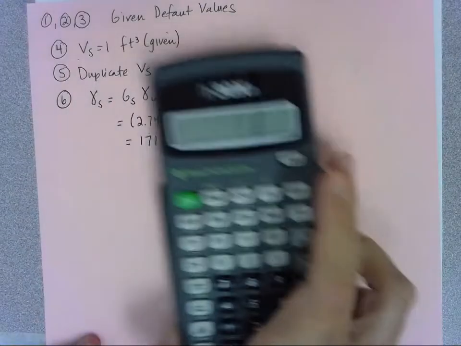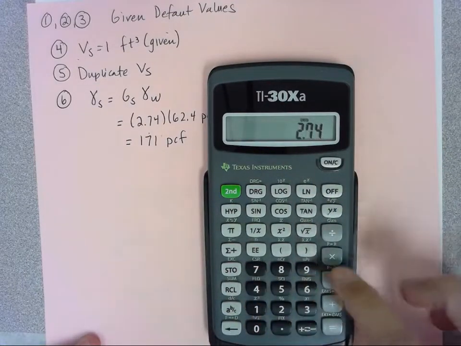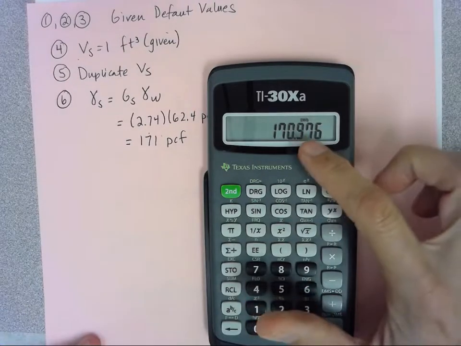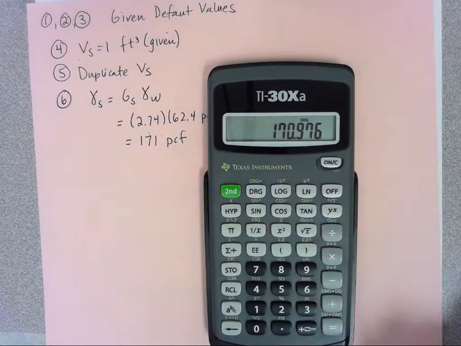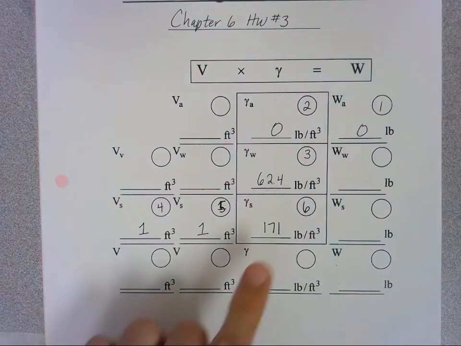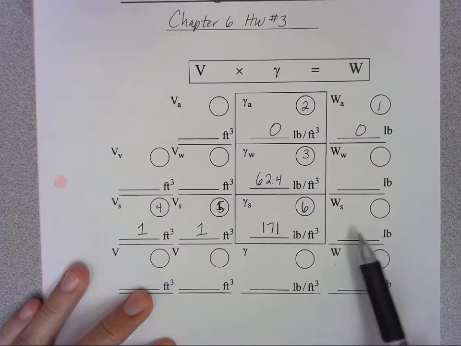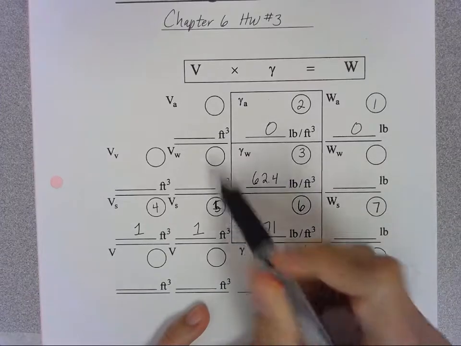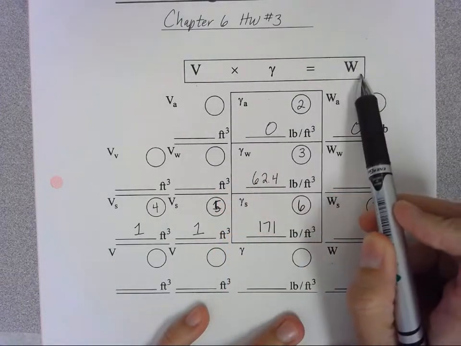When I went ahead and did that math, 2.74 times 62.4, I got a number like this. If I wanted to round it to the tenths place, I would have to go up to the nearest whole number. So I went up to 171 there for my gamma solids and put that in for number 6. All right, from here I can see I've got everything in this row except for my weight of the solids. So I'll just go straight across to figure that out because volume of solids times gamma of solids is going to give me weight of the solids.